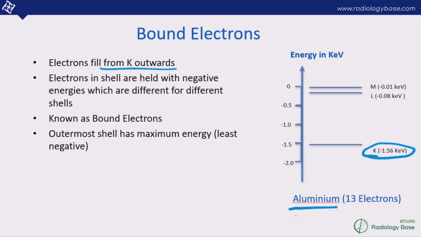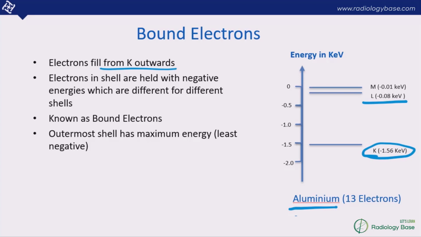In the K shell of aluminium, the electron is going to experience minus 1.56 kilo electron volt, and as the electrons fill from K outwards, the first electrons in the K are going to experience minus 1.56, and then as we move to the L shell, the net negative energy experienced by the electron in the L shell is going to be minus 0.08 kilo electron volt.